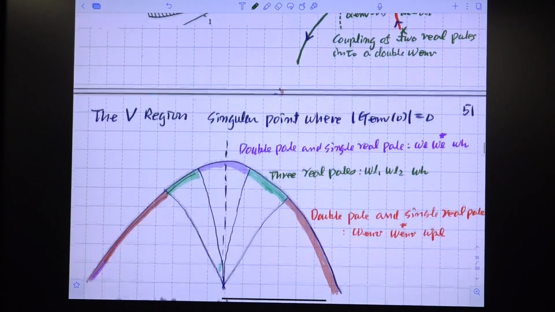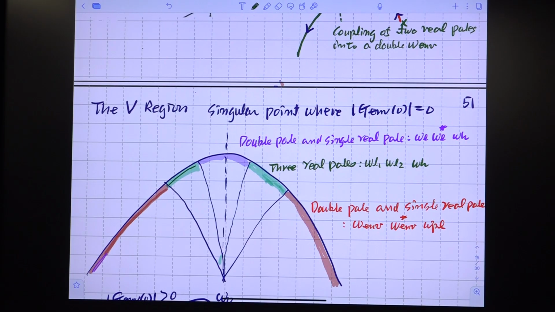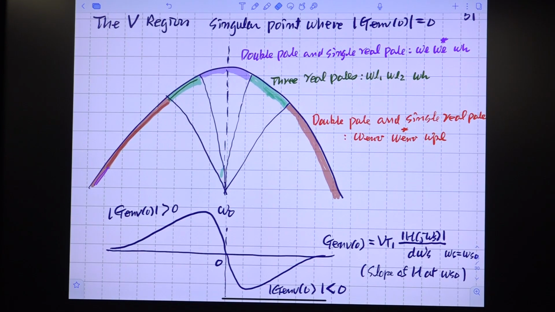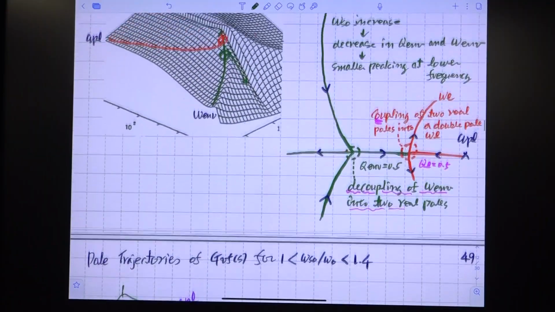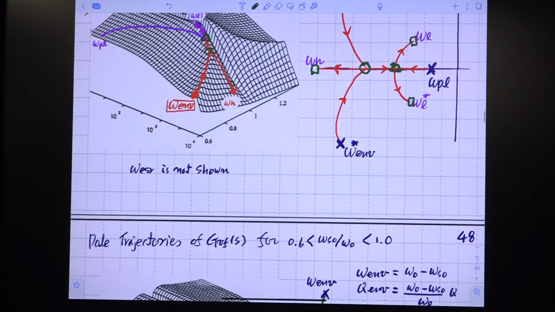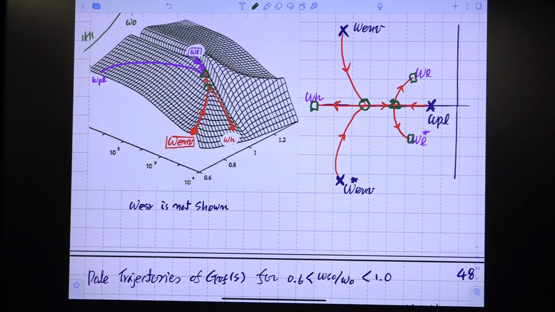Okay, so let me explain this. This represents the HT, the tank transfer function. If you take a look at this curve, around this area, at this center point, you have this zero value. It has a singular point showing some strange behavior.